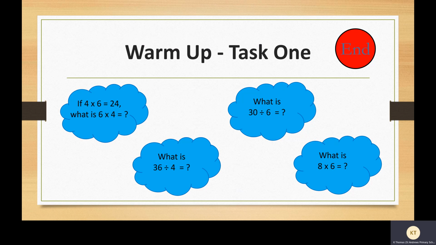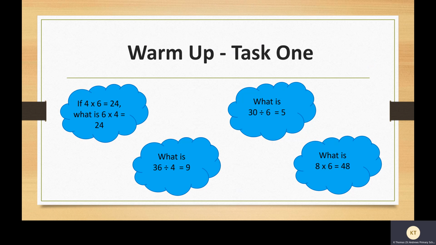Time to check your answers. If 4 times 6 equals 24, then 6 times 4 also equals 24. 30 divided by 6 equals 5. 36 divided by 4 equals 9. And 8 times 6 equals 48.